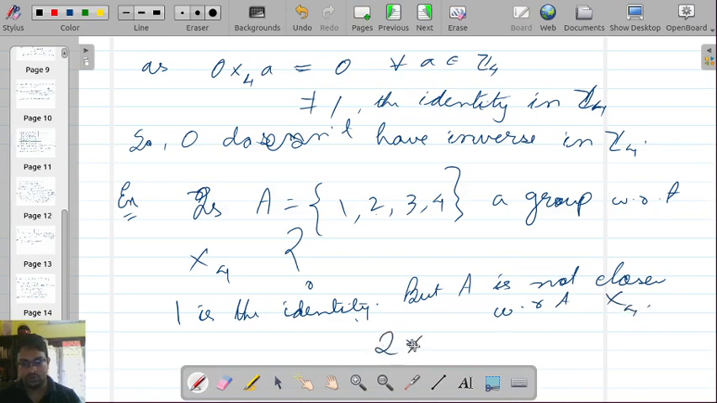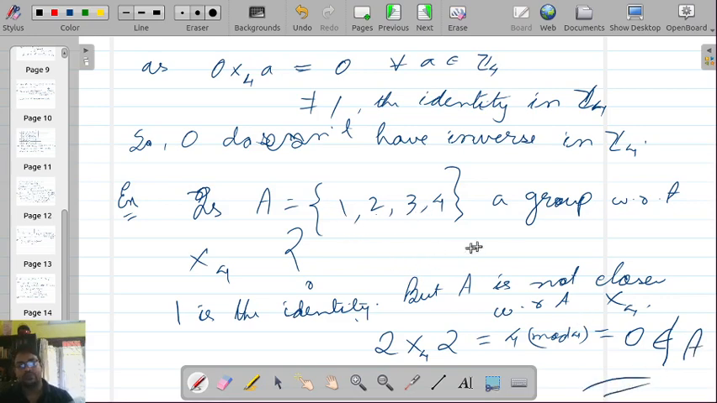Why? Because 2 into 2 mod 4 is 4 mod 4. When 4 is divided by 4, the remainder is 0, which doesn't belong to A. So it's not closed. In general, if we take the integers 1 up to n minus 1, it might not be a group with respect to multiplication modulo n. In general it's not true.